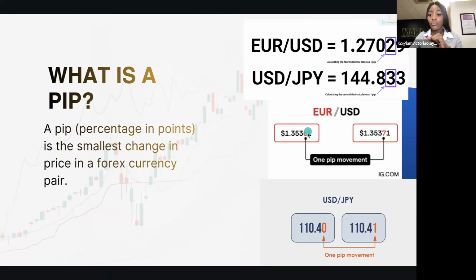Now, another example, right? This is pip movement for Euro USD, right? The fourth decimal place is changed from 1.35361 to 1.35371. That is 1 pip movement. USD JPY is always the second decimal place. So from 110.40 to 110.41, that is 1 pip movement.